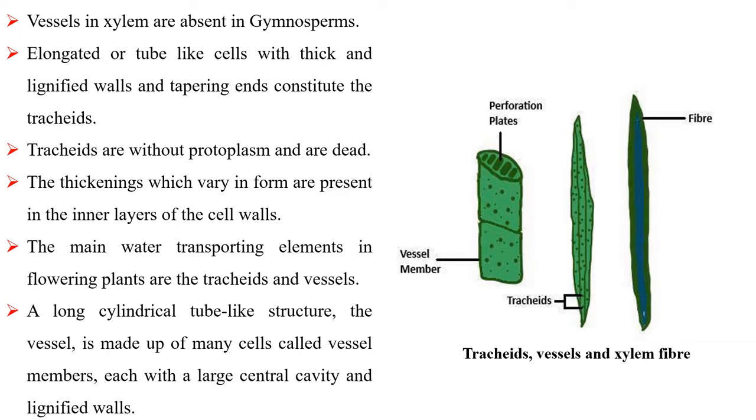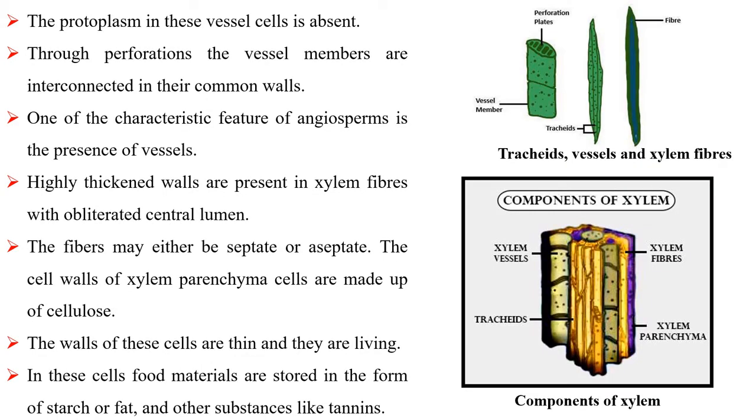A long cylindrical tube-like structure, the vessel, is made up of many cells called vessel members, each with a large central cavity and lignified walls. The protoplast in these vessel cells is absent. Through perforations, the vessel members are interconnected in their common walls. One of the characteristic features of angiosperms is the presence of vessels.